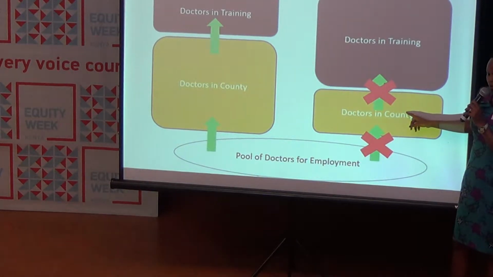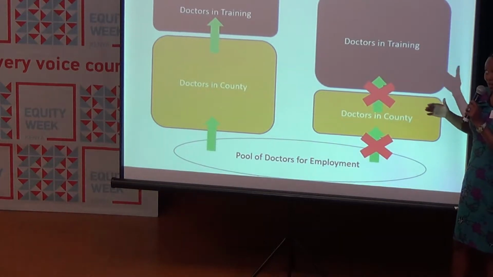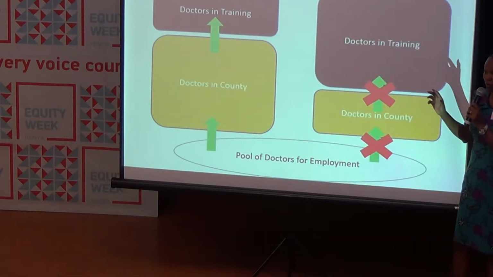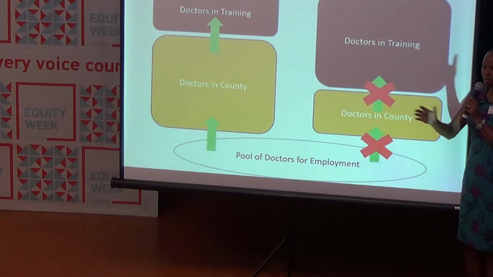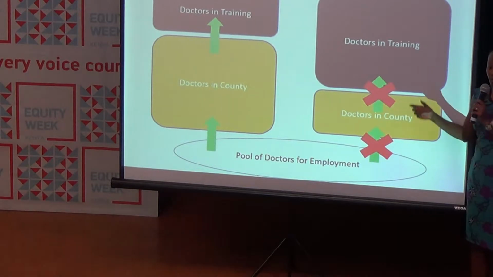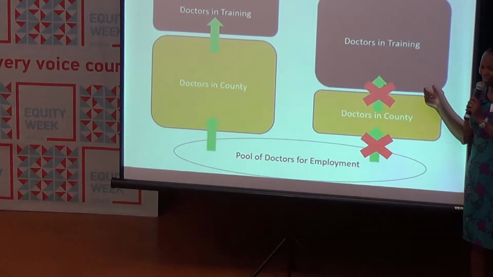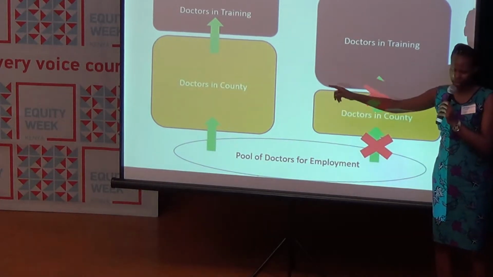Any idea why? Where are payrolls held? Payrolls are held in the county. Is there a structure of how a payroll must look like, or a county health budget? Let me put it that way. What is the ratio of development to recurrent? 70 to 30. Where is payroll? Development or recurrent? Recurrent. So can this pool in theory continue growing?